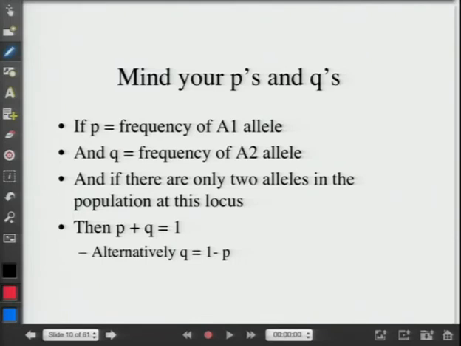So if P is the frequency of the A1 allele and Q is the frequency of the A2 allele, I'll underline it as well just for symmetry. If there's only two alleles at this locus, then what's the sum of P and Q? 1, 100%, because their frequencies add up to all of them. So if there's two alleles at a locus and I tell you that P equals 0.8, what's Q? 0.2. Sixth grade math is going well.